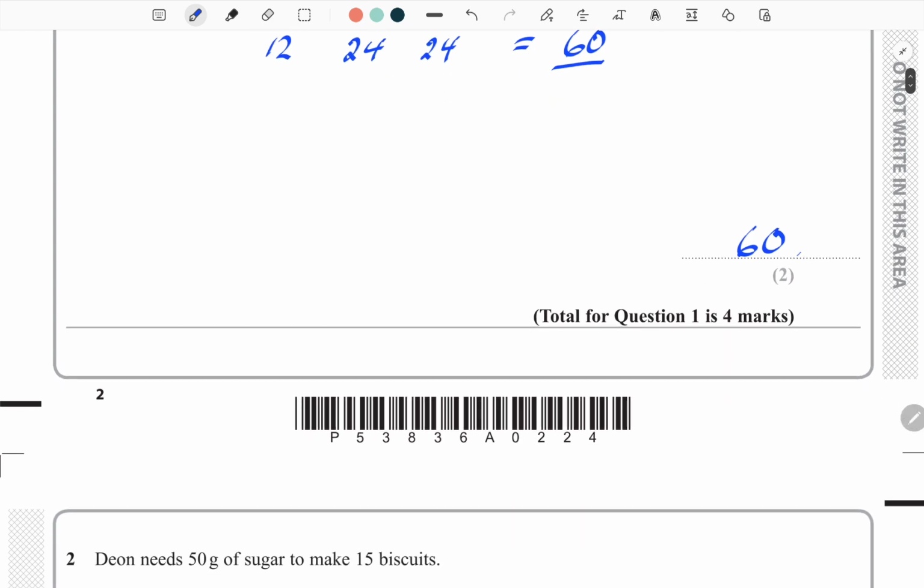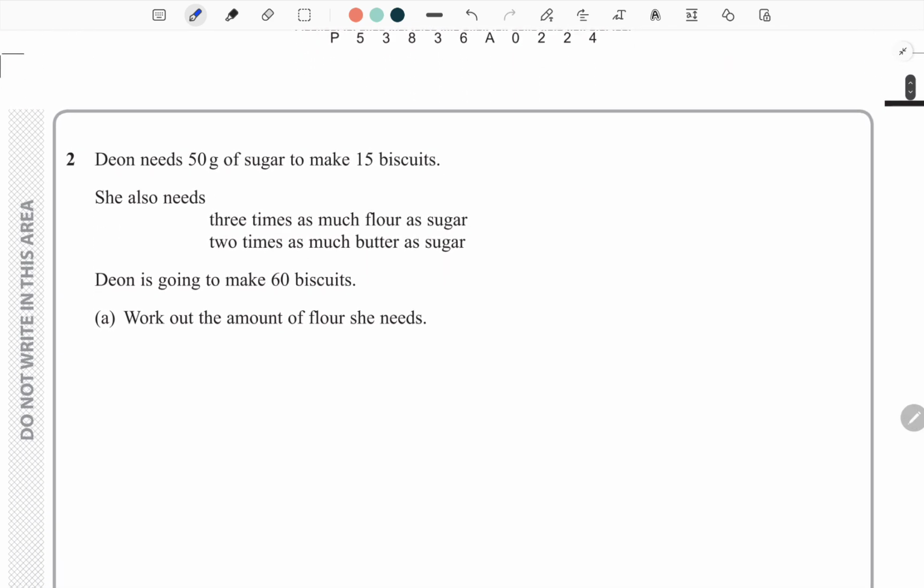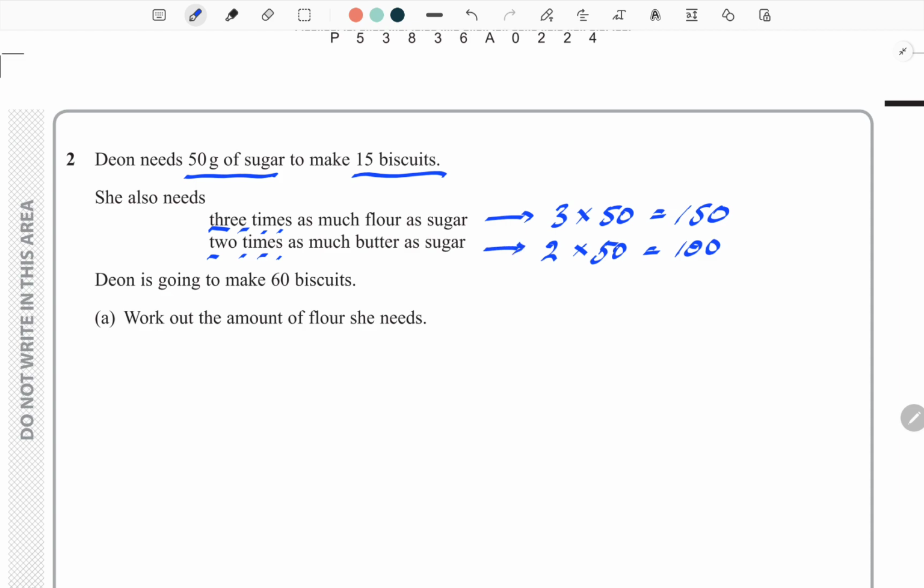All right, moving on to question number 2. One of those recipe questions. You've got 50 grams of sugar to make 15 biscuits. And then it says she also needs 3 times as much flour and 2 times as much butter as the sugar. So straight away, 3 times as much flour as the sugar, so 3 times 50, 150. And 2 times as much butter as sugar, fairly simple, 100.